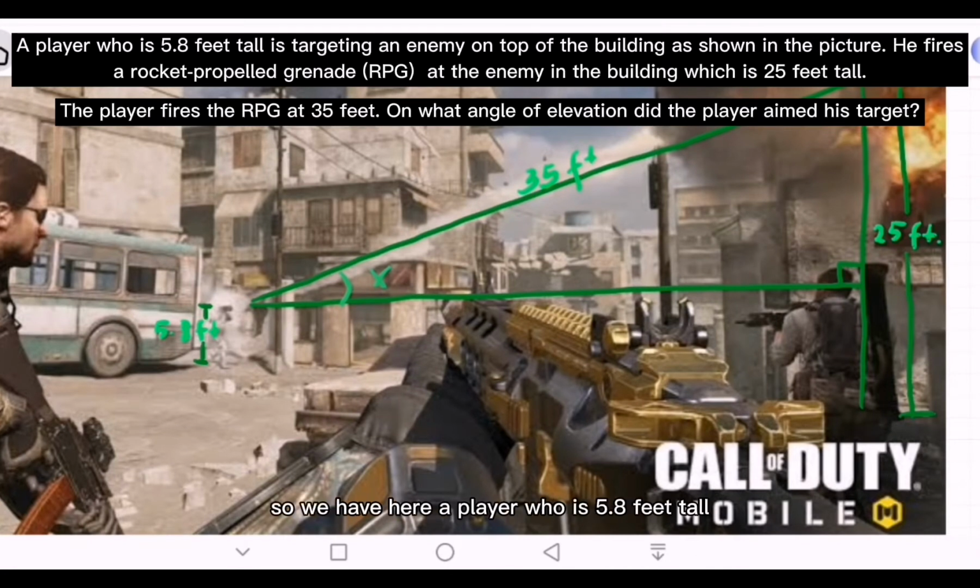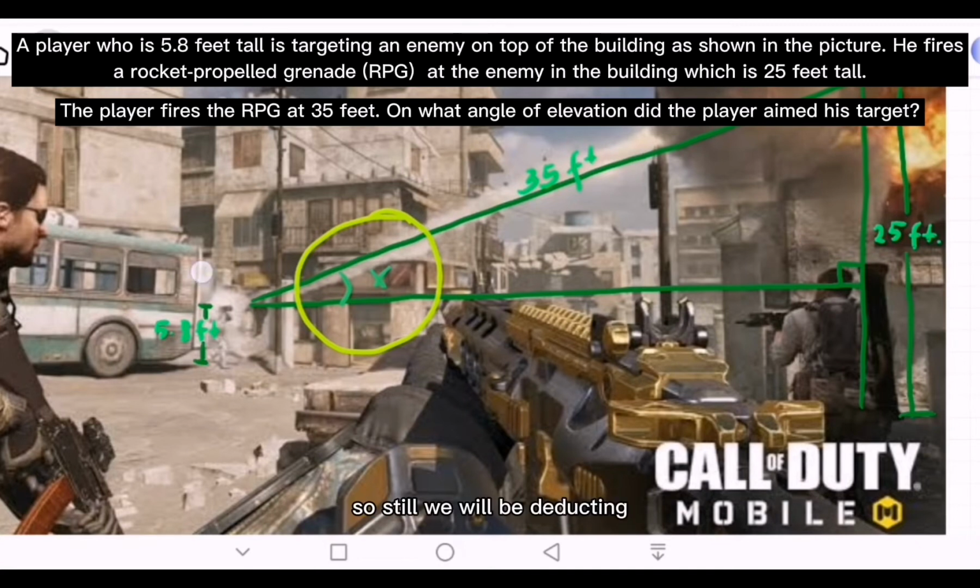Basically, these are the given. We have a player who is 5.8 feet tall and a building which is 25 feet in height, and as given in the situation, the player fired an RPG from 35 feet away. The question being asked is: what is the angle of elevation of the player who aimed at the enemy on top of the building? We have different given values here, and as we know, this is the unknown, which is the angle of elevation.